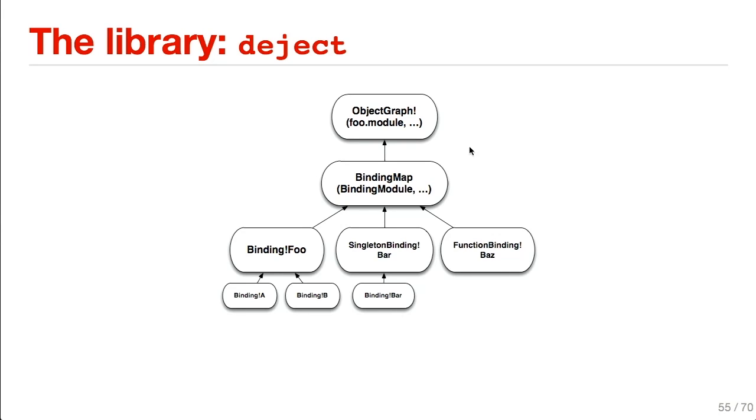The object graph contains a binding map, which is basically a dictionary that maps keys, which are names of classes, to values, which are objects that contain all the instructions for how to construct this object and how to construct the dependencies of this object. So there are basically 3 types of bindings that you might encounter. A binding for a class, like foo.